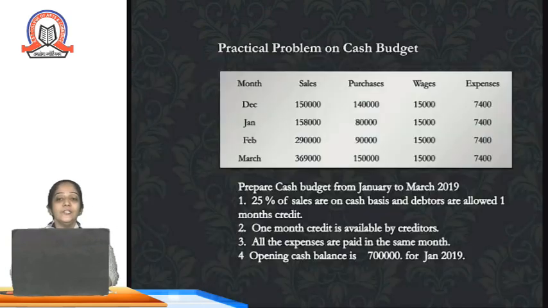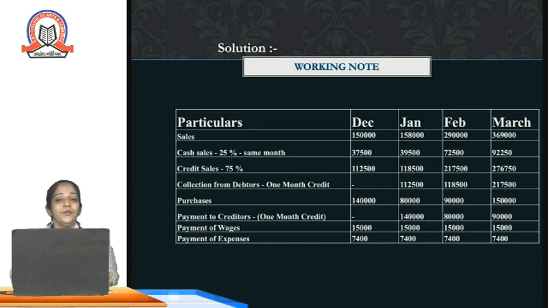Now the next part of the schedule is wages and expenses, that is related to the adjustment number 3. So here all the expenses are paid in the same month. So here simply 15,000 is of wages, that for January we are supposed to pay in January only. For February, same amount we are going to pay in February. So there is no such adjustment for the same. Now you can see the expenditures of each and every month are written in the schedule.